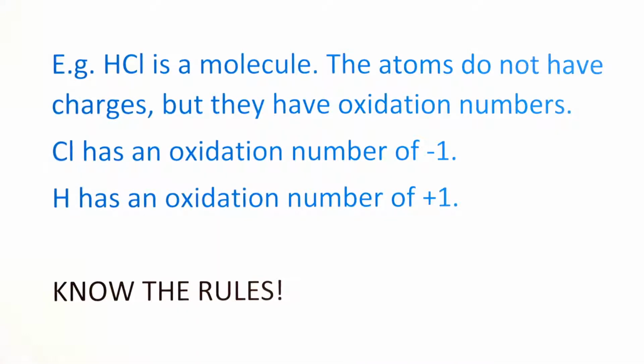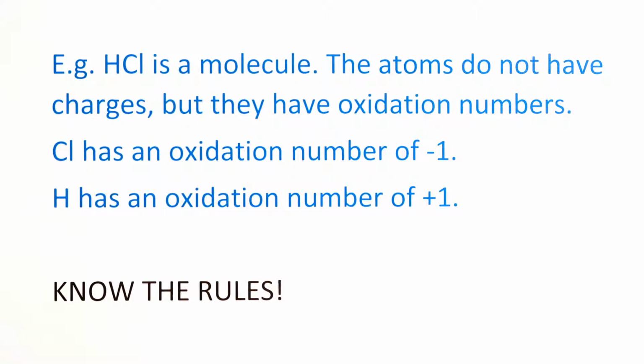If we look at the hydrogen chloride molecule, the atoms do not have charges, but they have oxidation numbers. This is not an ionic substance, it's a molecule because it is made up of non-metals. The chlorine has a greater electronegativity compared to hydrogen, so we treat this molecule as if the shared electron pair will be towards the chlorine side of the molecule and away from the hydrogen side.